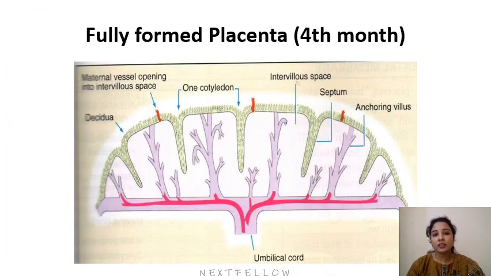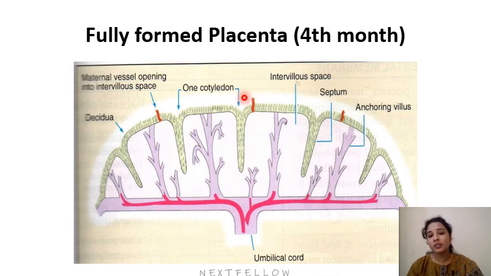So now we can understand the structure of a fully developed placenta. Lobulation of the placenta: after the formation of anchoring villi, which are these, a number of septa from the decidua start growing inward from the uterine endometrium into the intervillous spaces, dividing the placenta into lobes. There are 15 to 20 lobes, otherwise called cotyledons. You can see the decidual septa growing down, dividing into cotyledons.